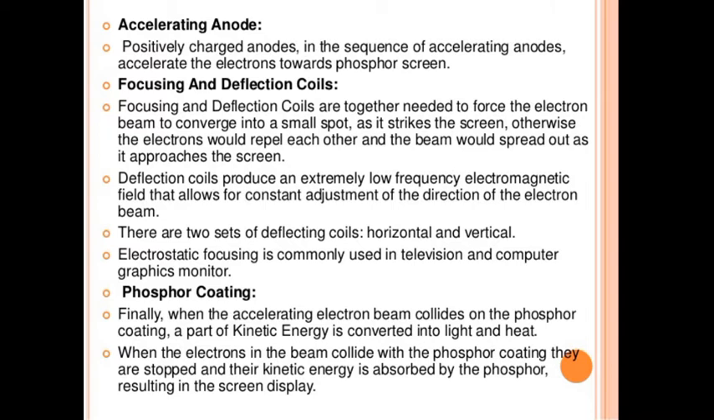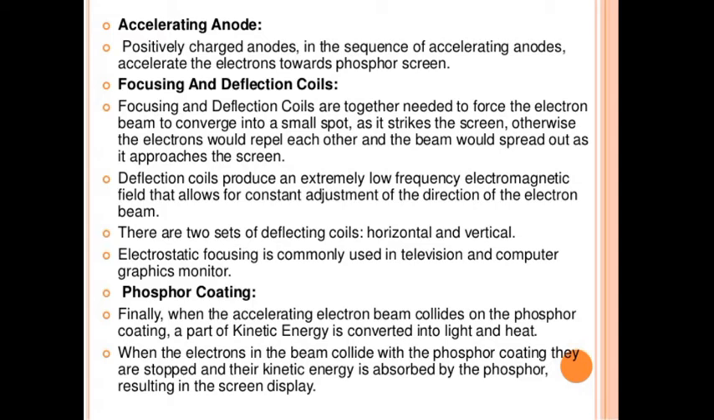Focusing and deflection coils are both needed together to force the electrons to go as a beam and converge as a small spot after striking the phosphor coated screen. The deflection coils take charge of adjusting the direction of the electron beam. Two sets of deflection coils are used, horizontal and vertical. Electrostatic focusing is usually used in television and computer graphics monitors.